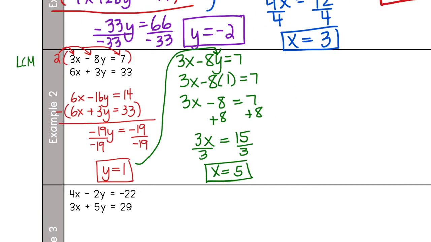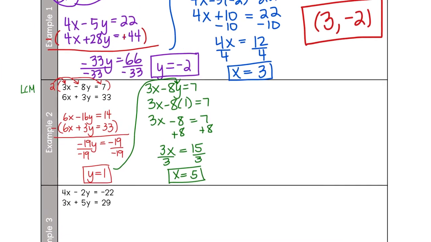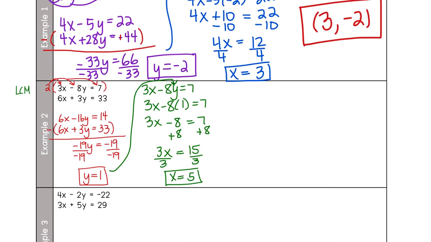And now that I have both x and y, what is the solution to this system of equations? 5, 1. Okay, and then one last example.